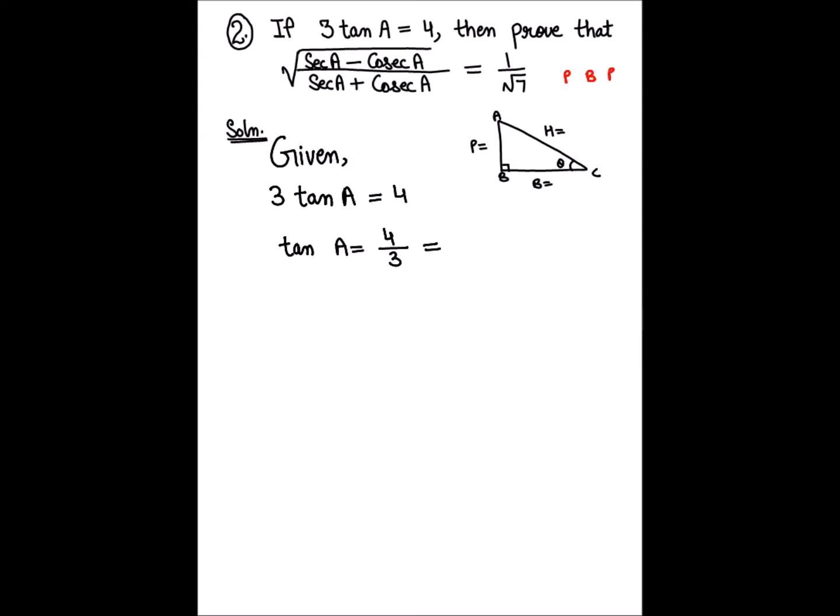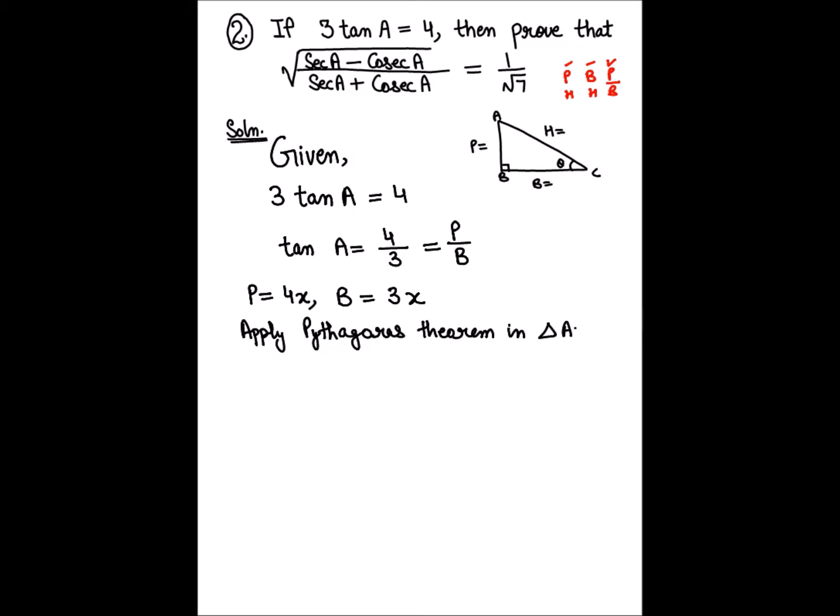Now, if we write our mantra in rough work, Pandit Badri Prasad, Har Har Bol, PBP, HHB, then we know that the value of tan A is P upon B. So we can say that P is 4x and B is 3x. So, if we apply the Pythagoras theorem to triangle ABC, we can find out the value of H.